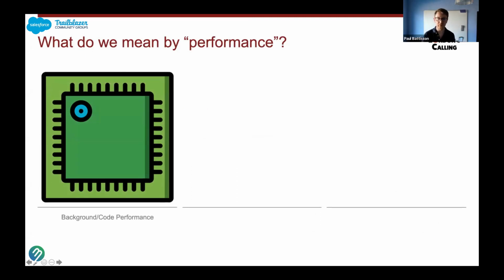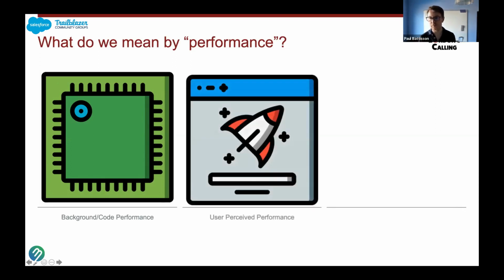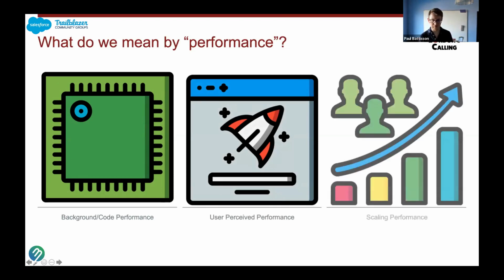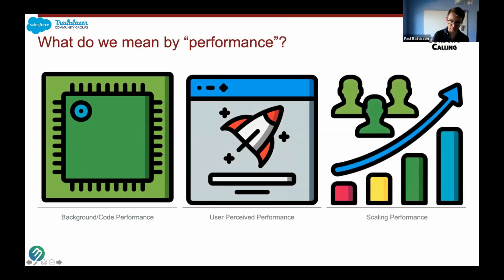That's stuff that goes on in the background, we don't really see, we're not really aware of, very low level. We have what I call user perceived performance, which is things that the user cares about, things that they can feel and see and experience in their interactions. And then we have scaling performance, which is very much about how we deal with our system growing.